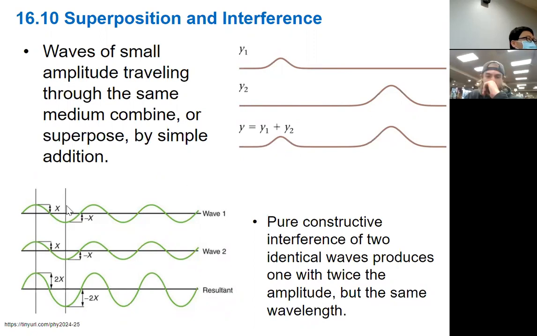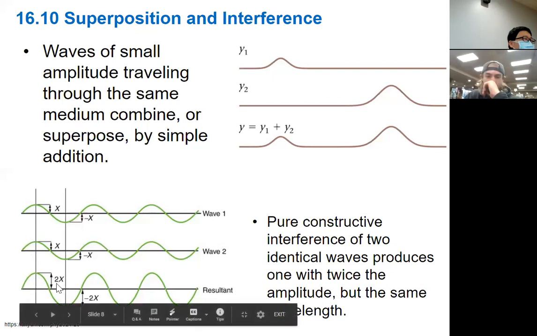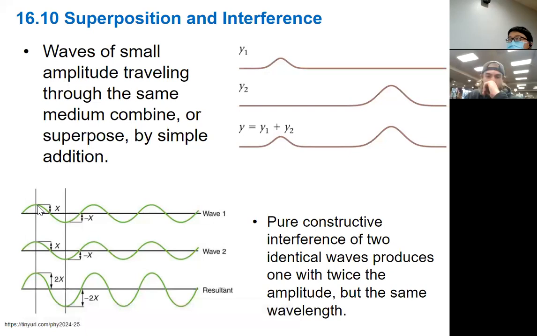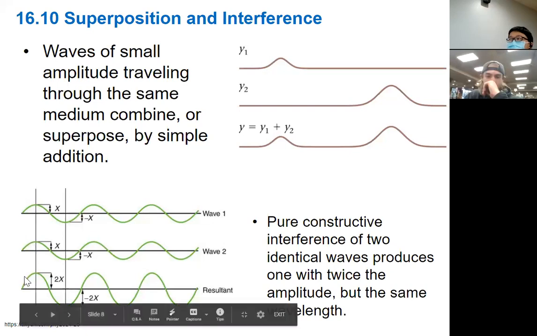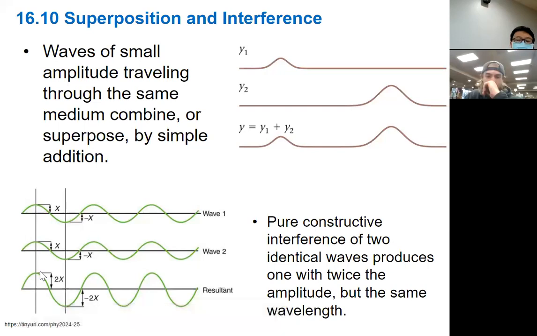And then if you have two identical waves, you send them into the same string at the same time, then they will add up. If the amplitude of vibration of the medium is x and they are identical, then the result will be two times that. When the two waves add up, we call it constructive interference. When they cancel out, we call it destructive interference.